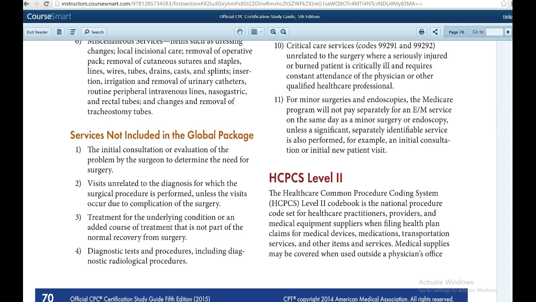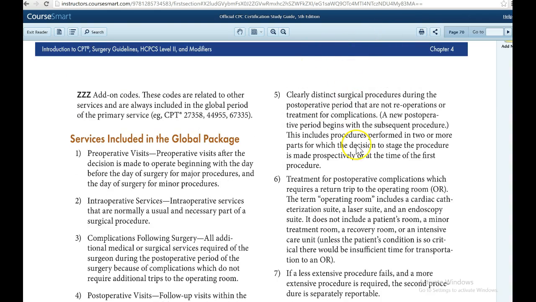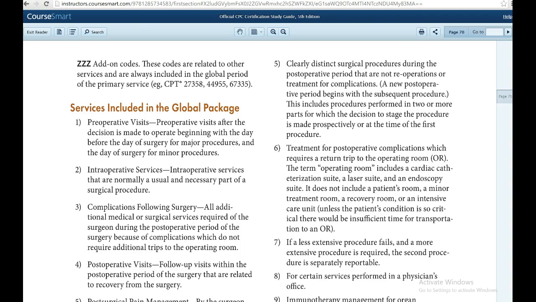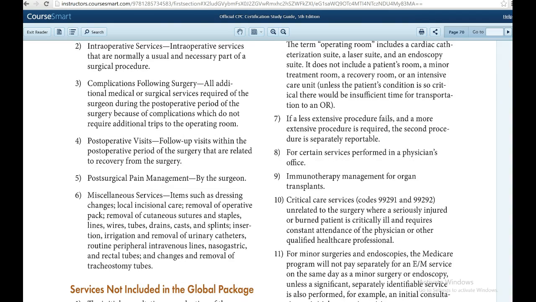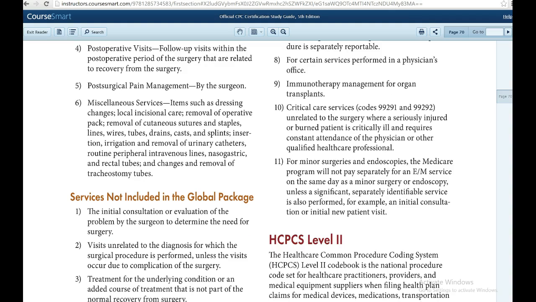Services not included in your global package are the initial consult, the visits unrelated to the diagnosis for which the surgical procedure was performed, treatment for underlying conditions or additional course treatment, diagnostic tests and procedures, including diagnostic radiology procedures, any type of clearly distinct surgical procedures during the post-operative period, treatment for post-operative complications which requires a second trip to the OR, treatment if a less extensive procedure fails, certain procedures performed in a physician's office, immunotherapy management for organ transplants, critical care services, minor surgeries, and endoscopies.